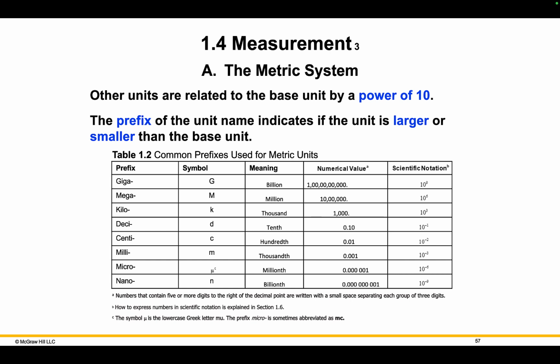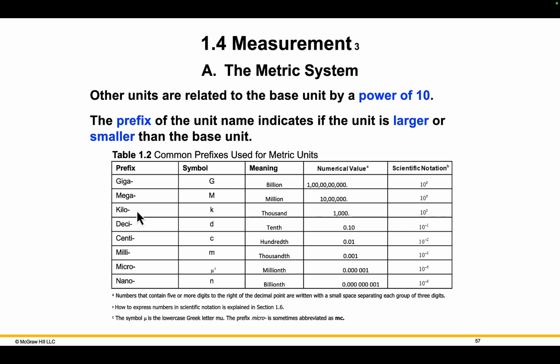From there, we have prefixes that correspond to a power of 10. So the prefix is going to indicate if the unit is larger or smaller than the base unit, as well as by how much. And so these are some common prefixes that are used in the metric system. So giga, mega, you might be used to seeing those when we're talking about technology. So your computer might be so many gigabytes. In that case, byte would be the base unit that we're discussing.